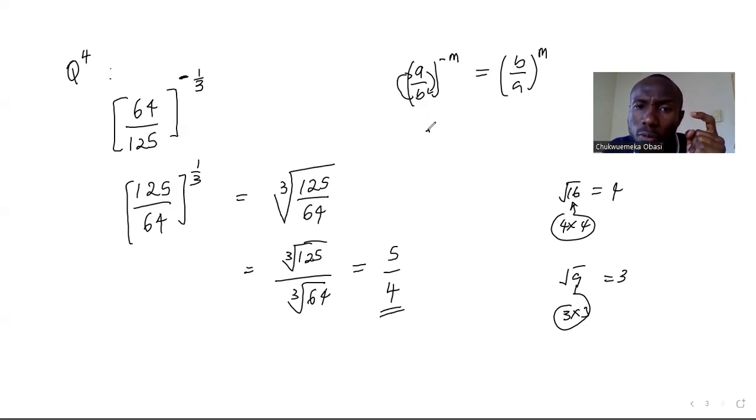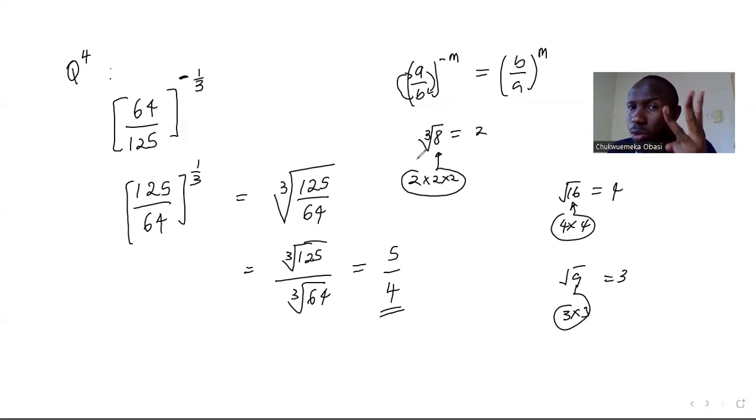Now, when we talk about cube root, let's say cube root of 8, for instance, the answer is 2 because 2 times 2 times 2 will give us 8. For cube root, you're looking for 3 numbers because it is cube root. For fourth root, you're looking for 4 numbers. For fifth root, 5 numbers. That is how the progression will continue, right? So that is pretty much how it is. And that is how I got the cube root of 125, and also how I got the cube root of 64.